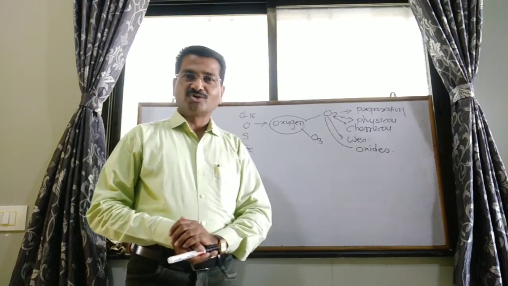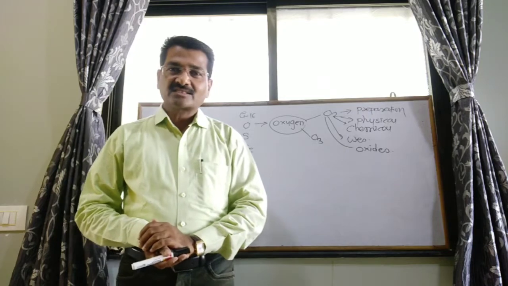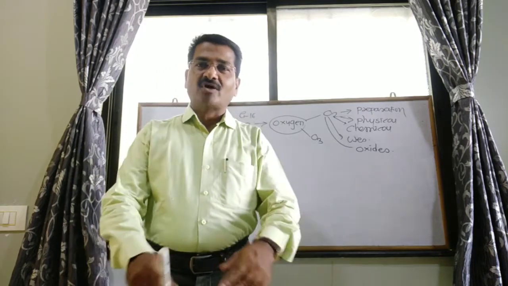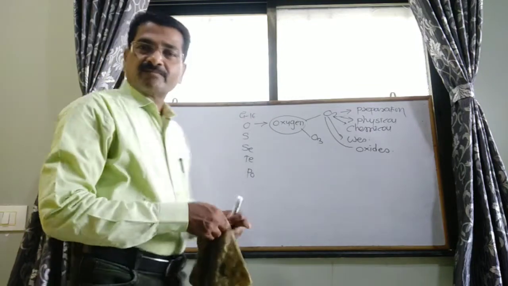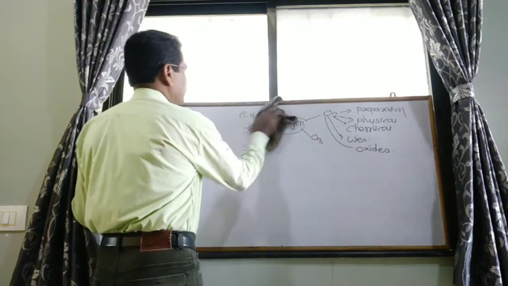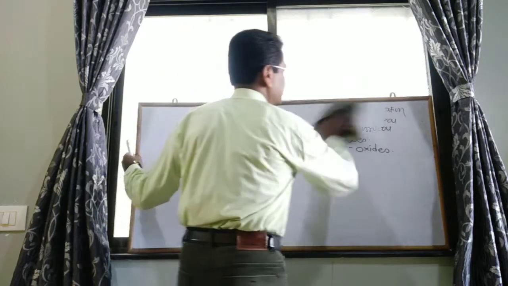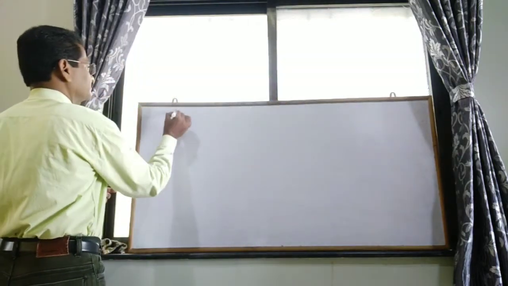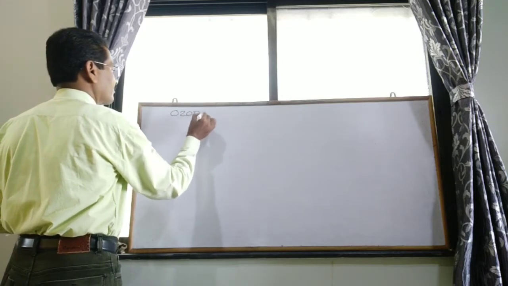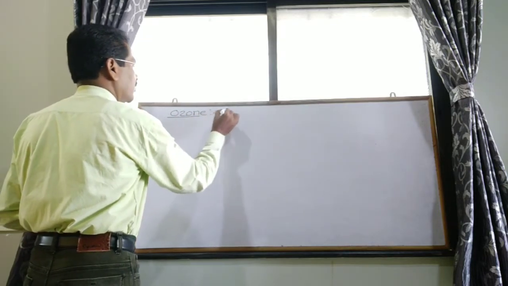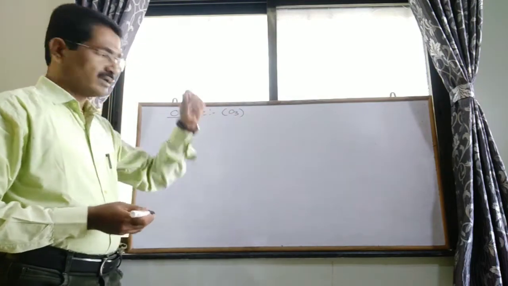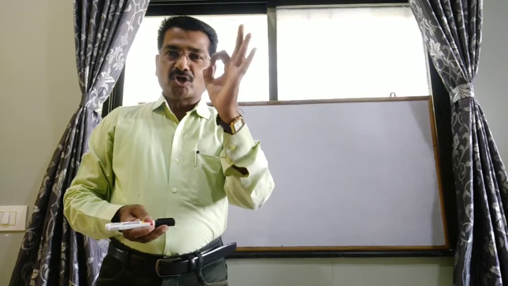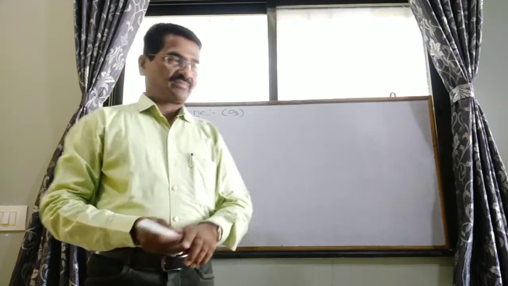What about ozone? It is the second allotrope of oxygen. What does ozone mean, and what are its preparation methods? All these things. Ozone has the molecular formula O3. This is ozone. It is an allotrope of oxygen.